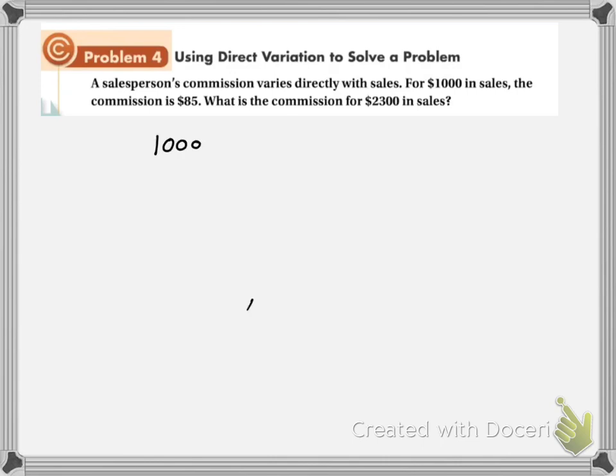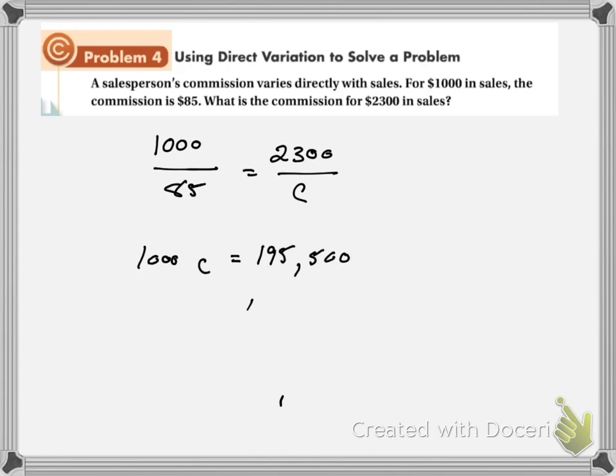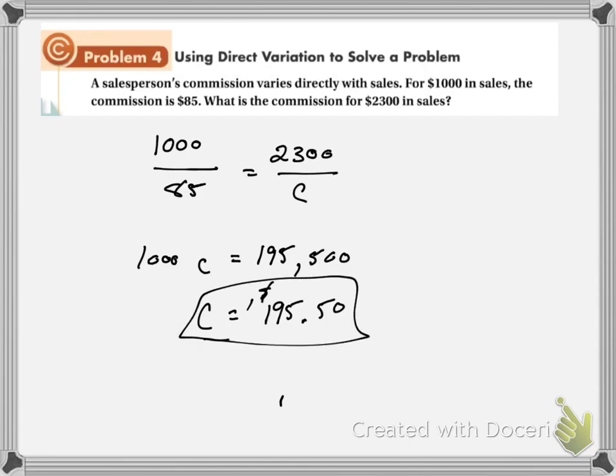You get $1,000 per $85 commission. Well, what happens if you sell $2,300? Whatever you want to do, you put C there so you have commission. Cross multiply, you get 1,000 C equals 195,500. Divide by 1,000. C is $195.50. Way easier than trying to figure out what k is.